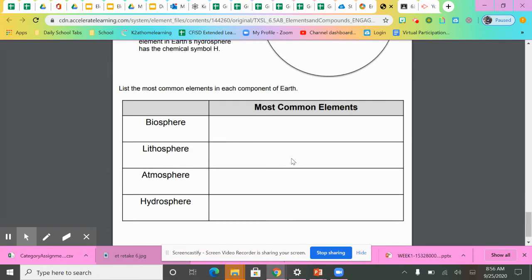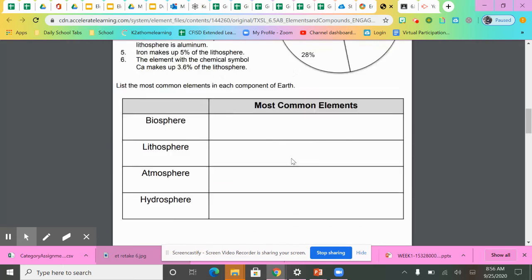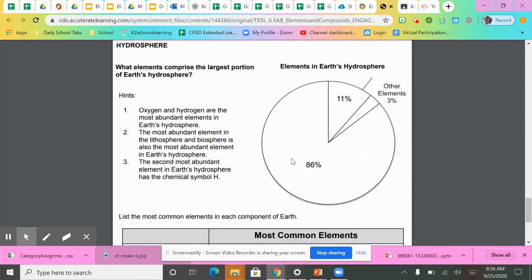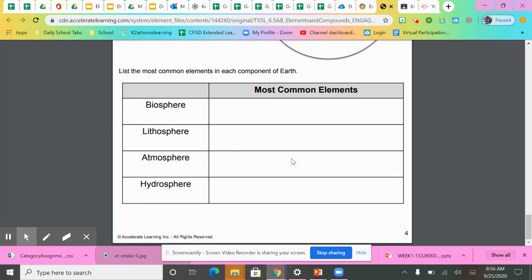So you have 4, you have 1 on each page, but you only need to actually cut out one of them and complete one of them, okay? Because they are the same things. And you'll end up having 5 things glued into your journal. You'll glue all this into your journal. And I'll show you a picture of what that should look like.